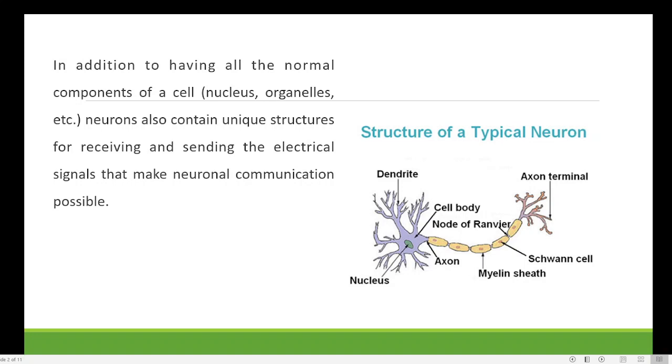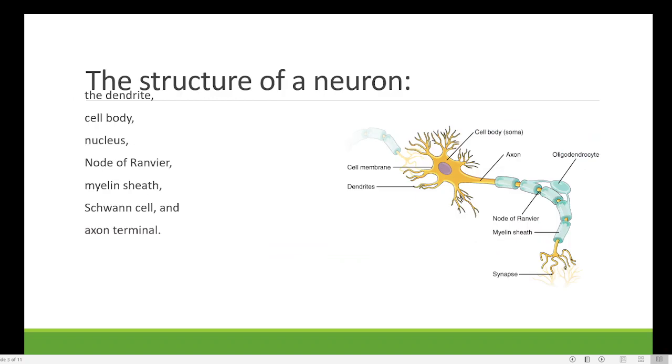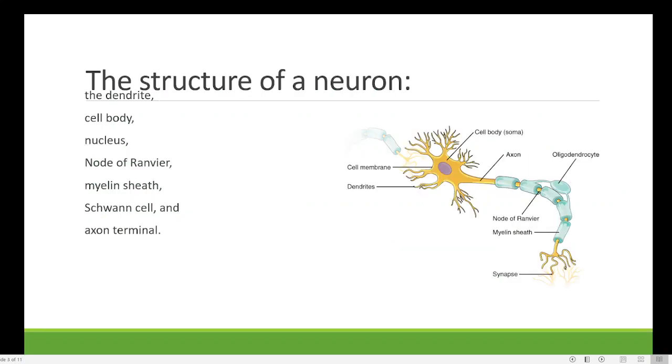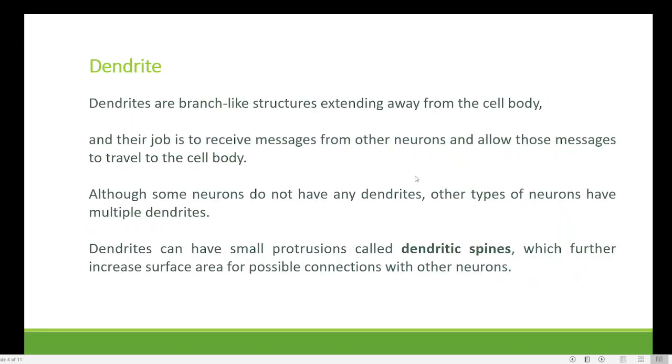Now here you can see the main parts of a neuron. A neuron has dendrites, a cell body, nodes of Ranvier, myelin sheath, Schwann cell, and axon terminal. We will take them one by one. Coming to the dendrites, dendrites are actually shorter branches. Here you can see that these are the dendrites. They start from the cell body, and the purpose of the dendron or dendrites is to receive messages from other neurons.